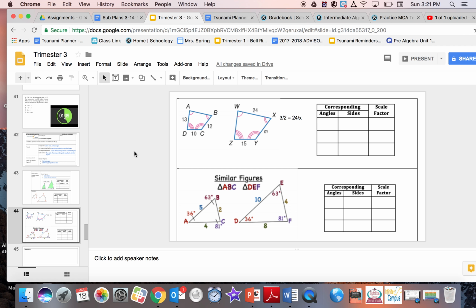My voice is fading here. Go ahead and see what you can do to fill out the rest of this chart. Pause, come back to check, and then I'll lay out what your assignment is for today.